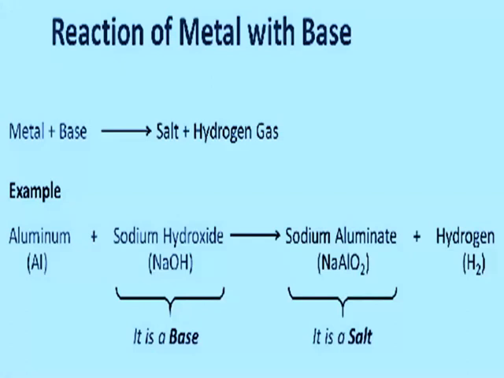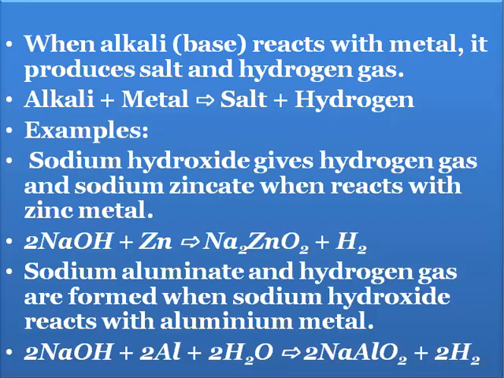Let us take the example of aluminium. Aluminium when reacts with sodium hydroxide, which is a base, gives sodium aluminate, the salt, along with hydrogen gas. So when an alkali reacts with metal, it produces salt and hydrogen gas. The general equation is alkali plus metal gives salt plus hydrogen.